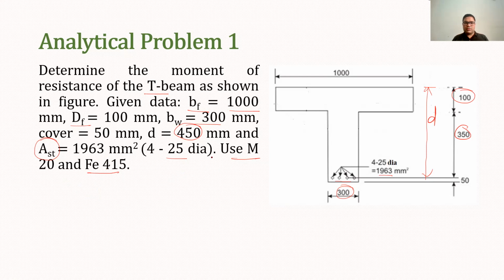So in this case, as the grade of concrete is M20, it means the FCK value will be 20 Newton per mm square. Similarly, grade of steel is Fe415. So the yield strength of steel, which is Fy, will be 415 Newton per mm square. So now we will start our analysis.